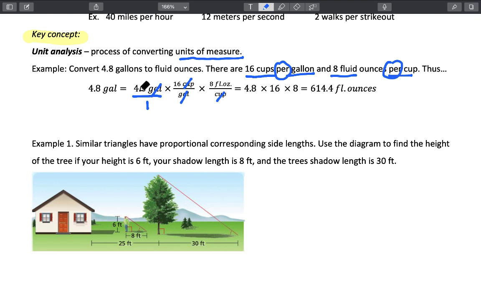So keep in mind when we multiply fractions, we're going to multiply the numerators times each other and the denominators times each other. So that's 1 times 1 times 1 across our denominators, which is just 1. And then 4.8 times 16 times 8. And that's going to result in 614.4, and the unit that we're left with is fluid ounces. So in 4.8 gallons, there are 614.4 fluid ounces.